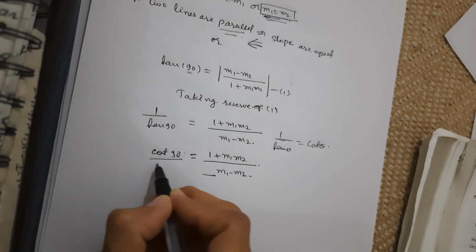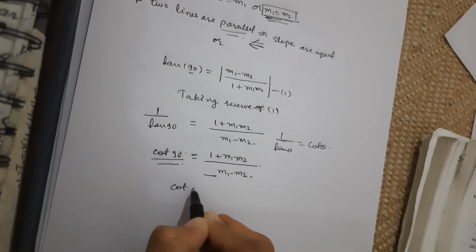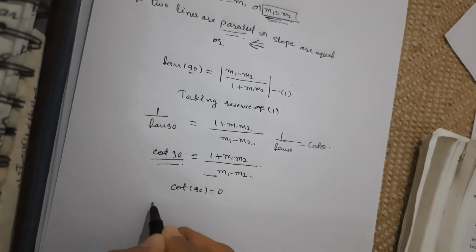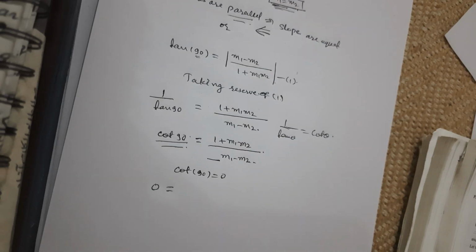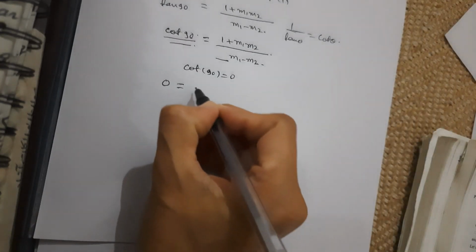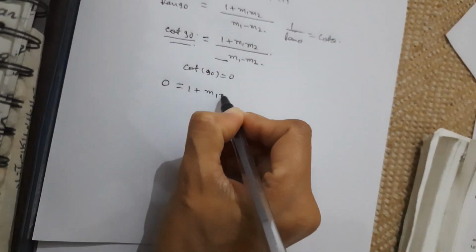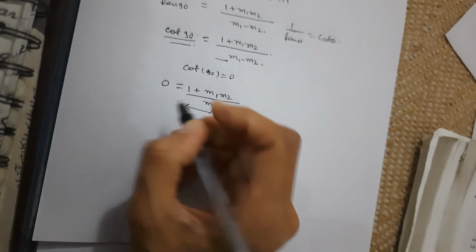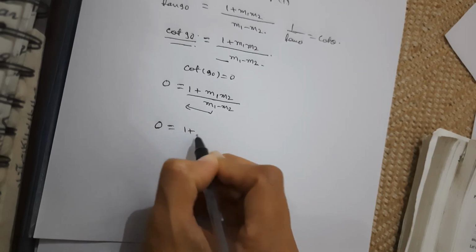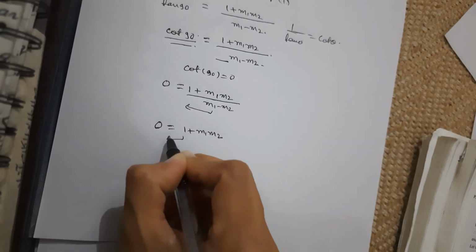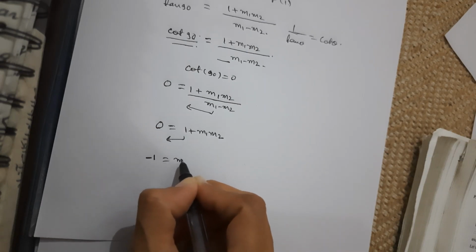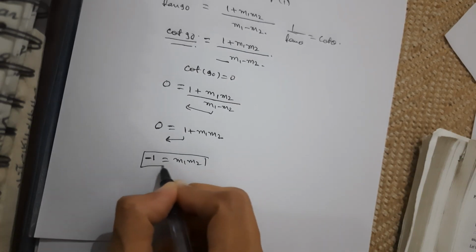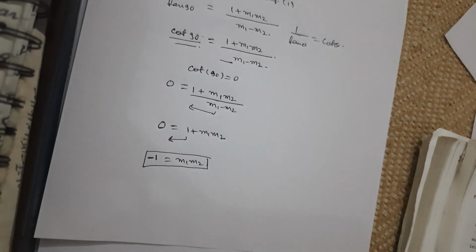So what is the value of cot 90? It is 0. Cot 90 is 0. So 0 equals (1 plus m1 into m2) divided by (m1 minus m2). Now shift this to this side. It will become 0 equal to 1 plus m1 into m2. Shift this 1 to this side: minus 1 equal to m1 into m2. So this becomes the relation between the slopes of two lines which are perpendicular to each other.